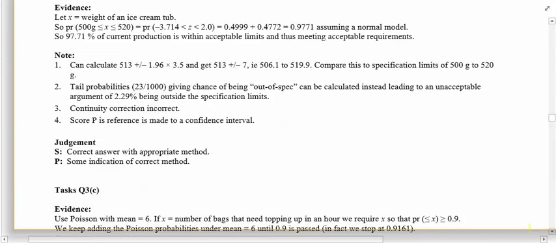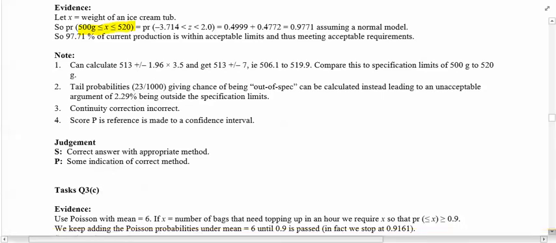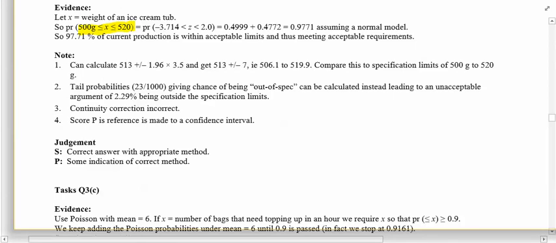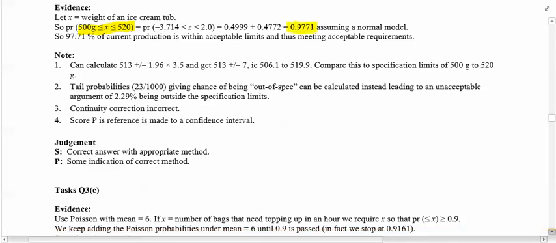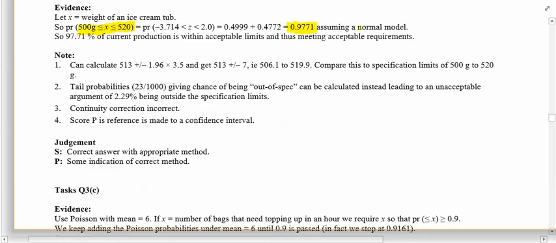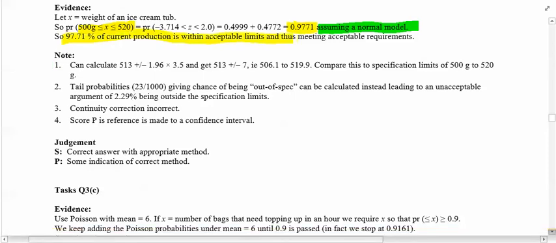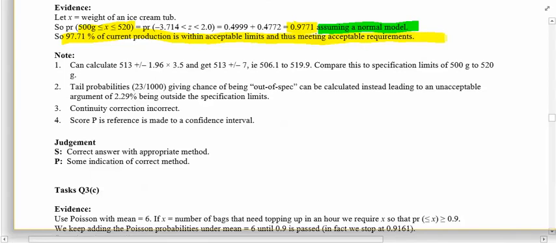Let x equal weight of an ice cream tub. And what have they calculated? They've calculated the probability of x being between 500 grams and 520, which is what we did. And they got about the same thing as us, 0.9771. They've said assuming a normal model, which is what we talked about. And then they've made the same sort of conclusion of 97.71% of current production is within acceptable limits, thus meeting acceptable requirements. So they've said that makes it acceptable requirements.